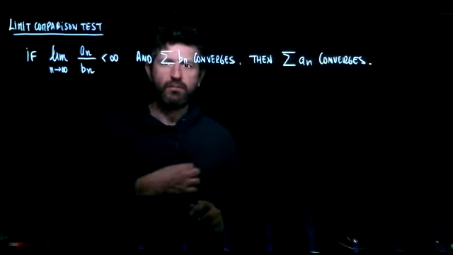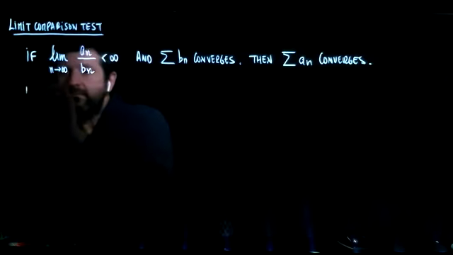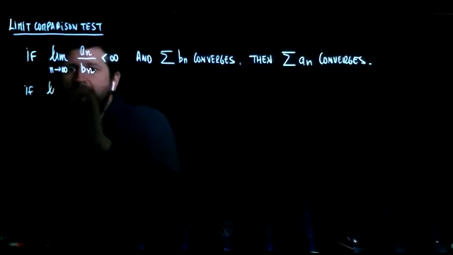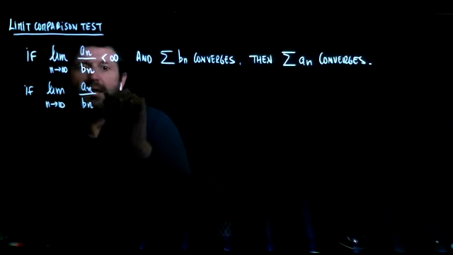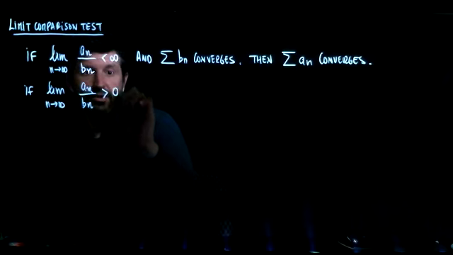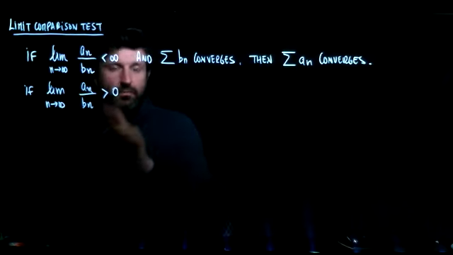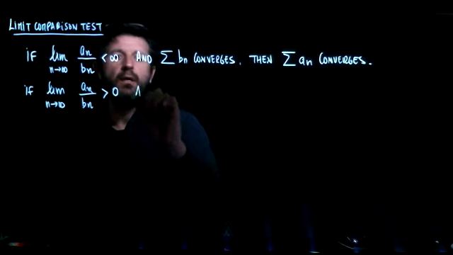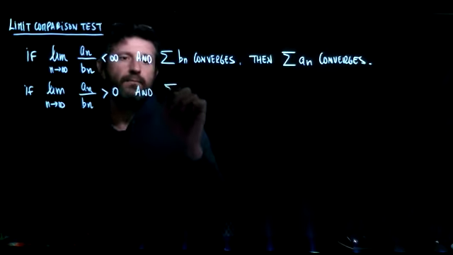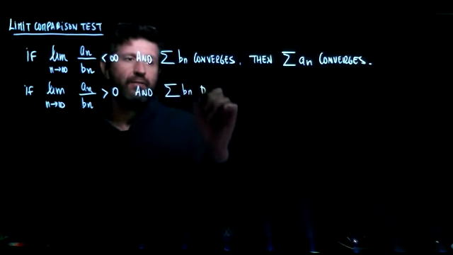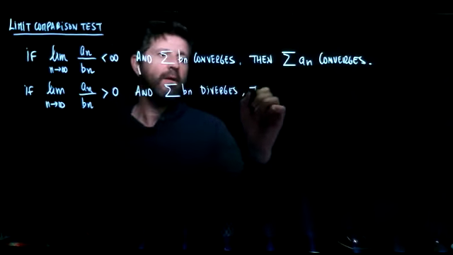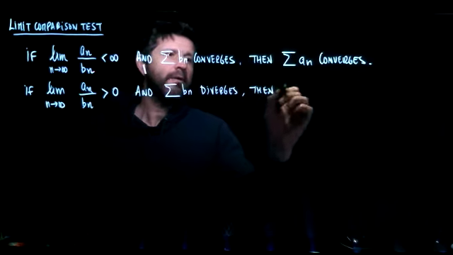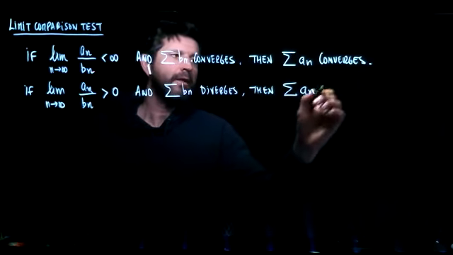Provided that bn converges. And the other way, if the limit as n approaches infinity of an over bn is a number that's not 0, okay, so it's bigger than 0, and the series bn diverges, then the series an diverges as well.